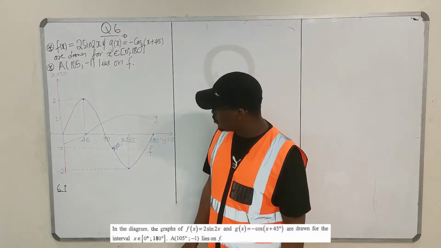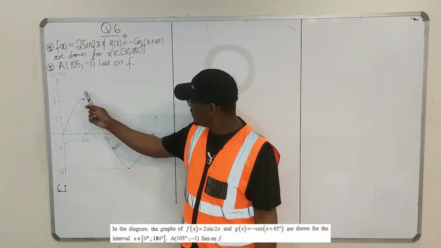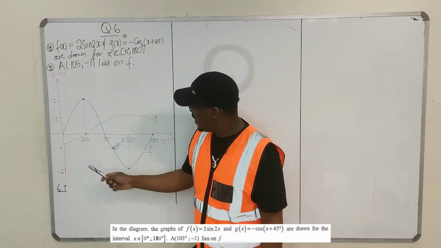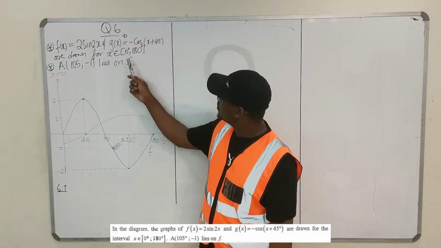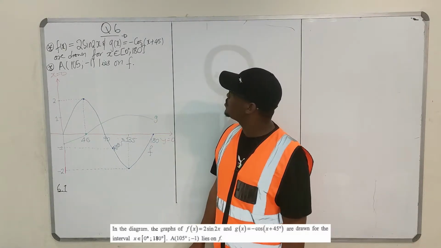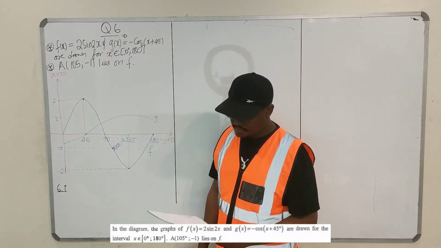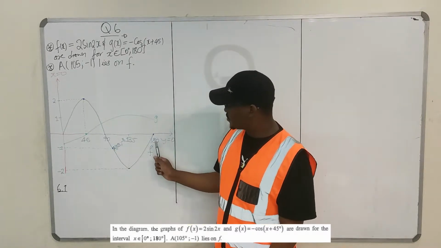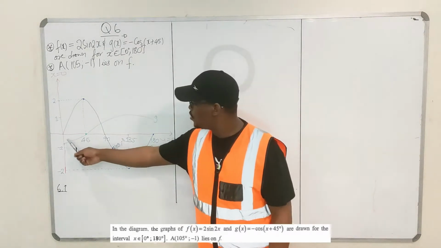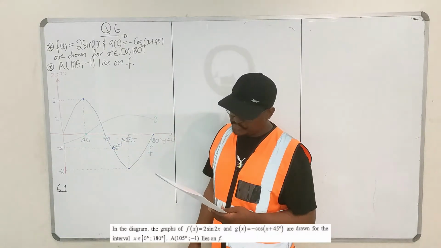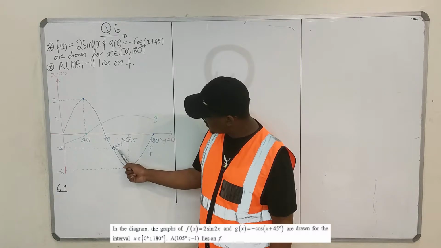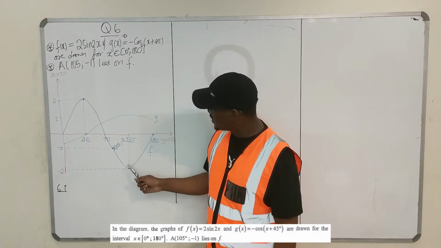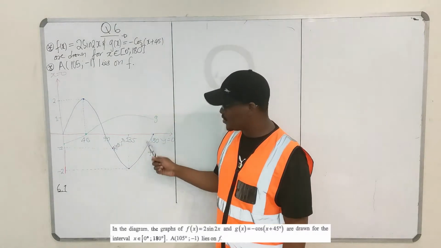No problem. So we have two functions. Here is f, which has the equation f of x equals 2 sine 2x, and g, this green one here, which has the equation g of x equals negative cos x plus 45. These graphs are drawn from x equal to 0 to x equal to 180 degrees, so they are drawn on this interval here. You are told that A, which has the coordinates 105 and minus 1, is a point that lies on f, here on the blue function.